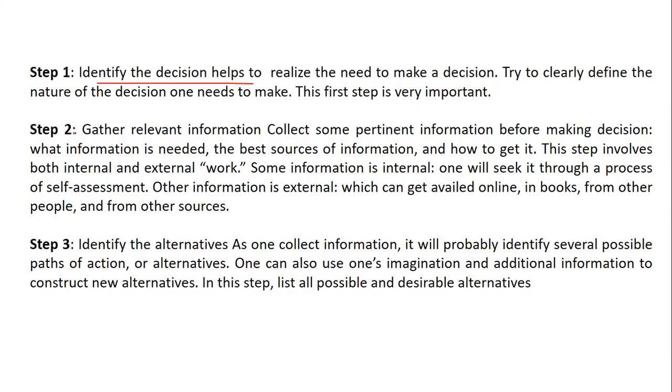Then the second step is gathering the information. Based on the decision we have shortlisted, we have to collect some pertinent information before we make a decision. For example, what information is needed, what are the best sources of collecting the information, and how to get this information, whether internal or external. Some information can be internal, which we get through self assessment. Some can be external, which can be availed through online sources, certain books, people or any other source.